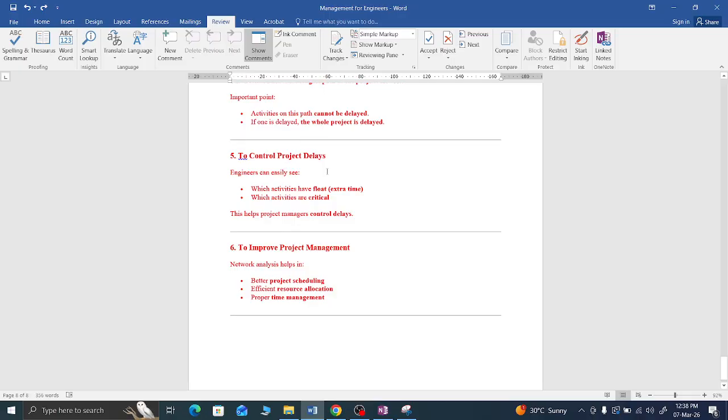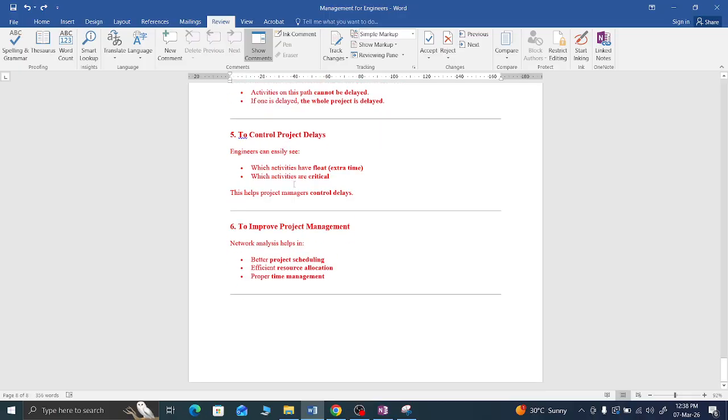To control project delays, we look at which activities have float. Float means how much flexibility we have and how far we can delay, that extra time. From the next activity, I will show which activities are critical, so we can find that.